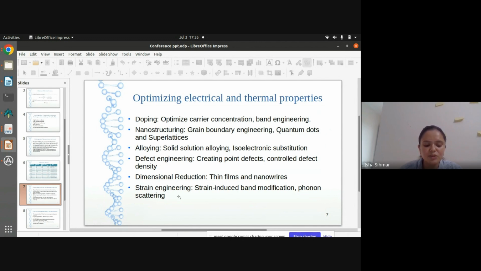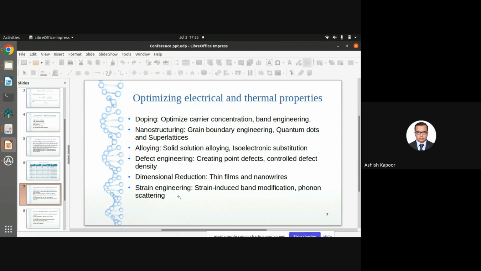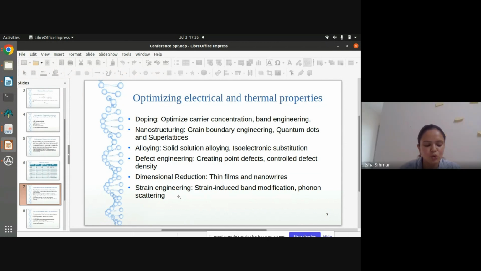Allowing forming solid solutions with other materials can reduce thermal conductivity through increased phonon scattering, which maintains electrical properties. Isoelectronic substitution means substitution of atoms with similar electronic properties, which can tune the band structure and the carrier concentration.